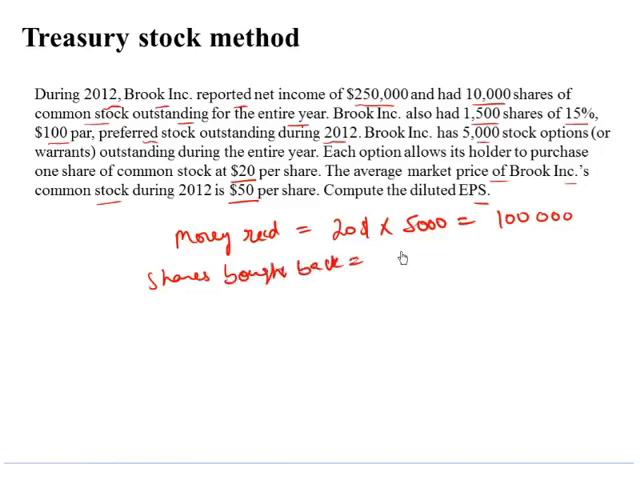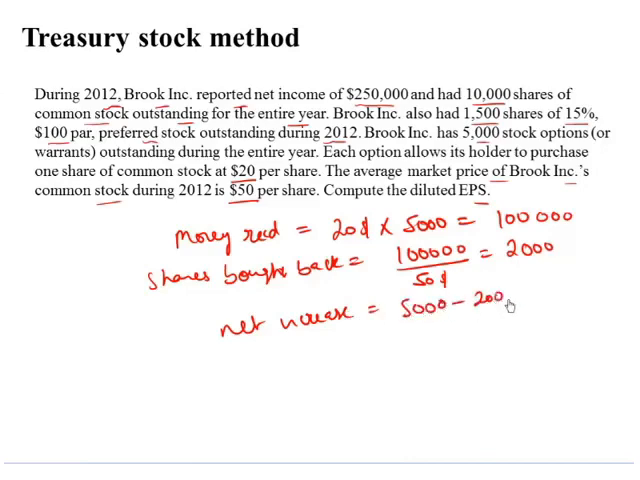Shares bought back, however, will be lesser because now the shares are being bought at a price of $50. So we will be able to buy back only 2,000 shares. Or there will be a net increase in the weighted average number of shares of 5,000 minus 2,000, that is 3,000, in the diluted EPS calculation.